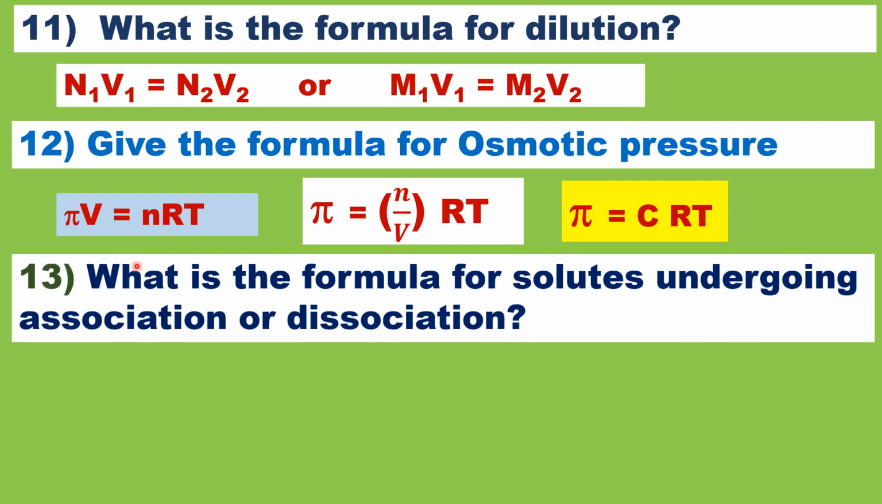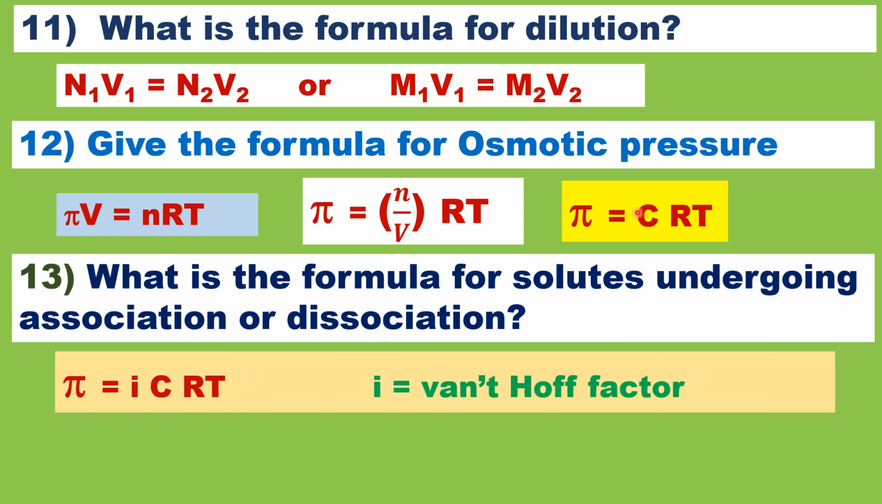Now, what is the formula used for solutes undergoing association or dissociation, as in depression of freezing point and elevation of boiling point? So simply multiply i here. Pi equals iCRT, where i equals the Van't Hoff factor. We will further see how the Van't Hoff factor is calculated in the next class.